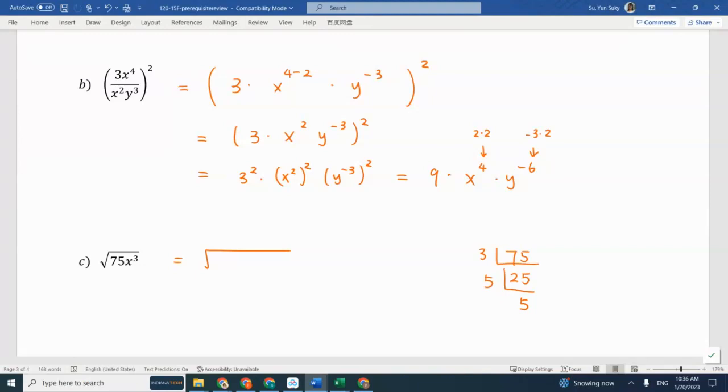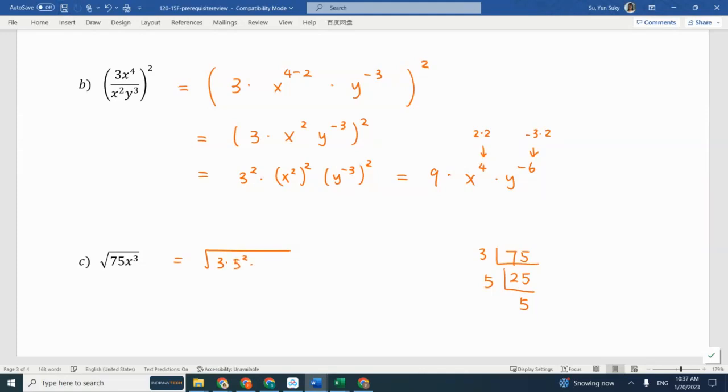Is this how you get the factors? Mm-hmm. I know some of you might have different notations, but it's okay. So 75 is 3 times 5 squared.